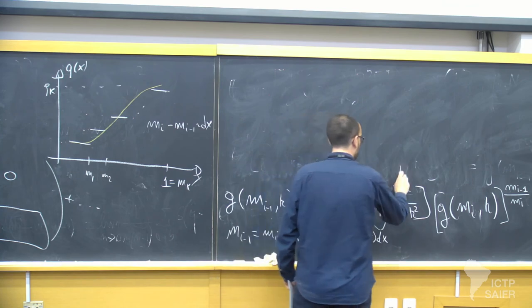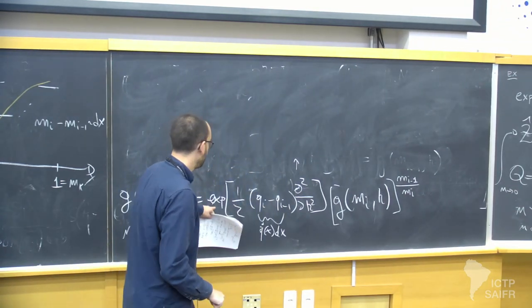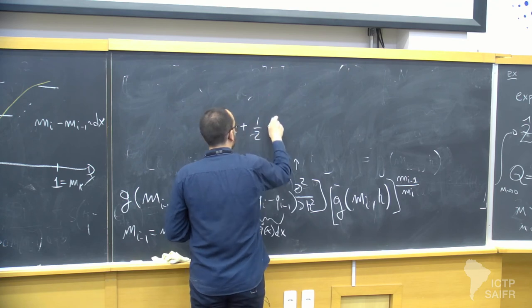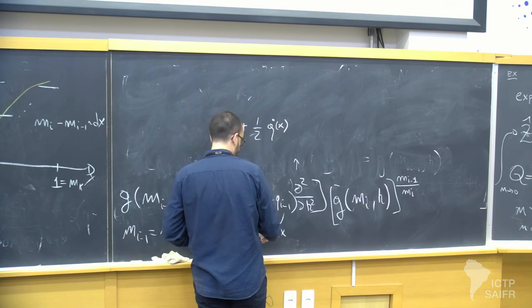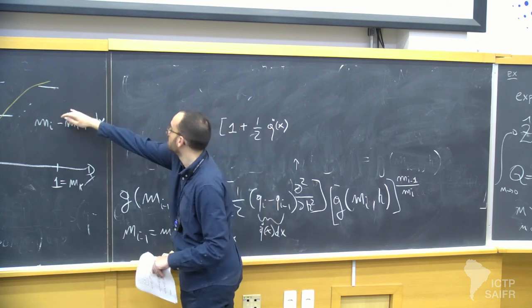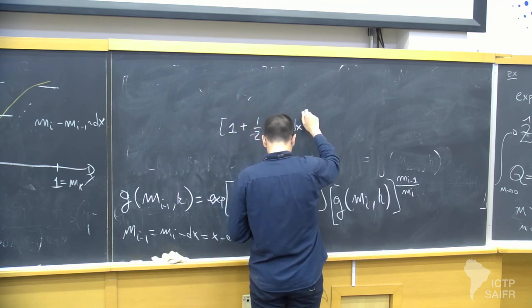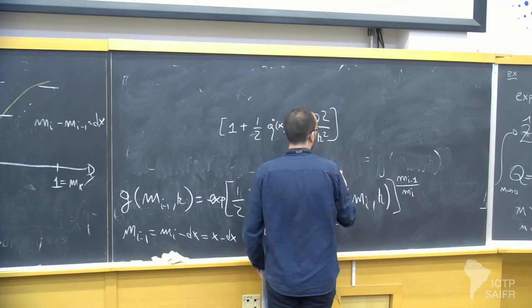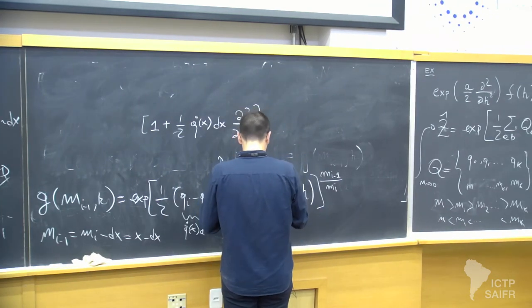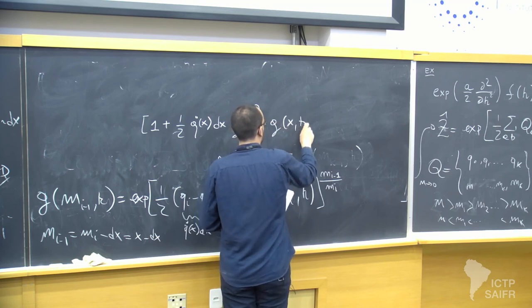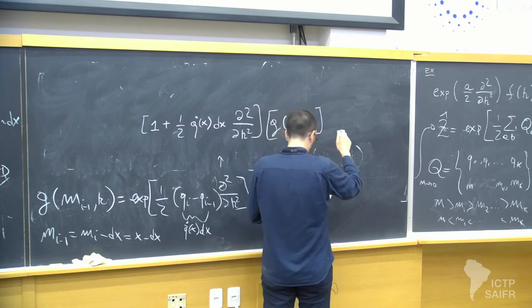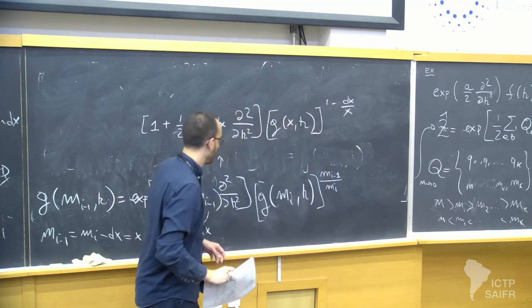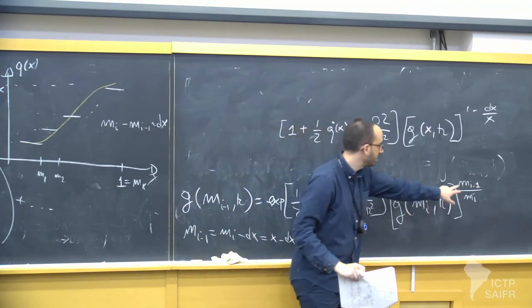So if I look at this, what do I get? I get this term here, I can rewrite it as 1 plus 1 half q dot of x, where here with q dot, I just denote the derivative with respect to x of this function. And here, what do I have? I have g of x and h to the power 1 minus dx over x. Okay, you just use this inside this, and you get this.